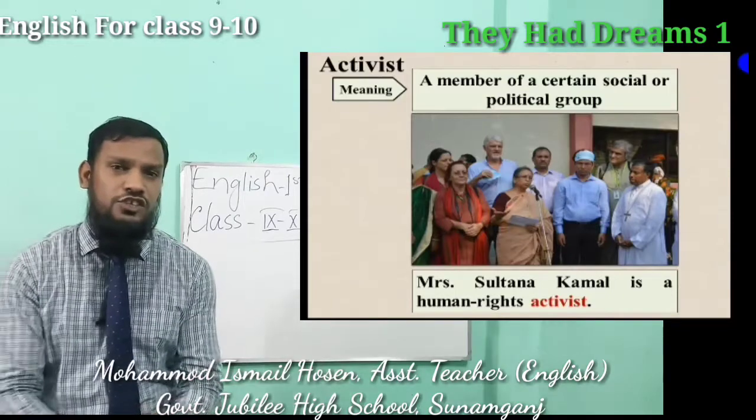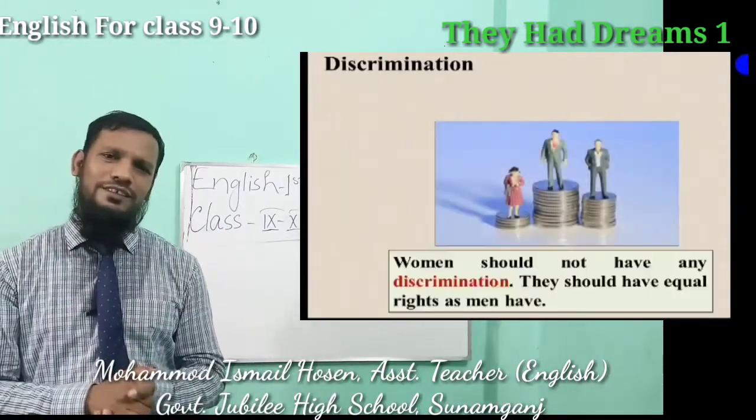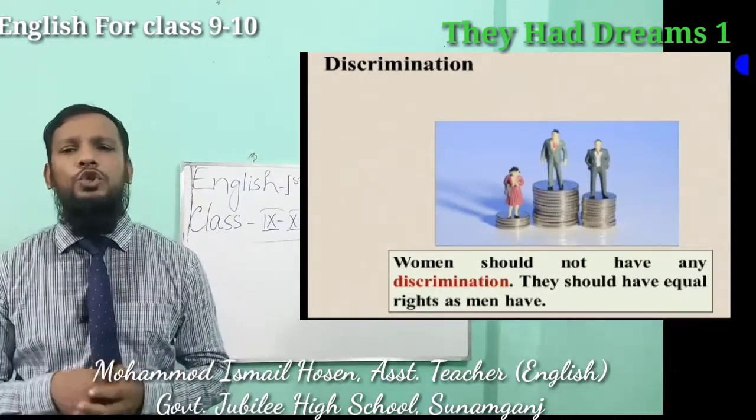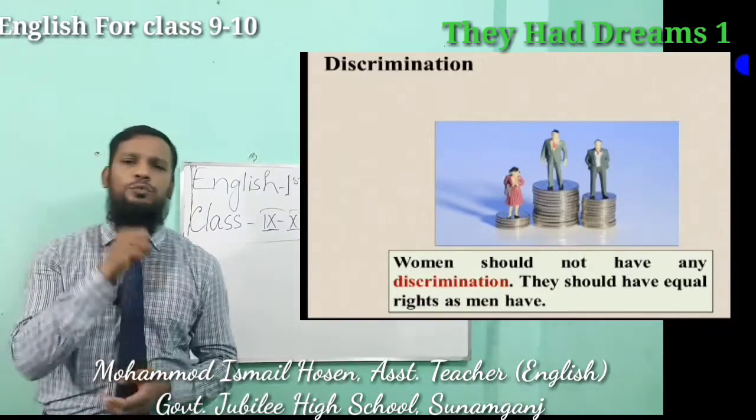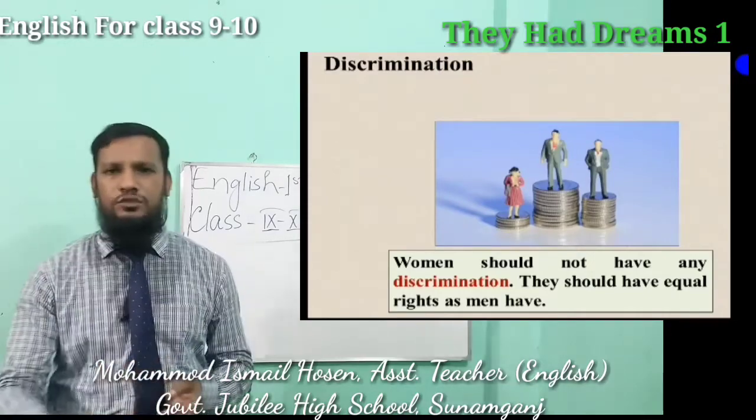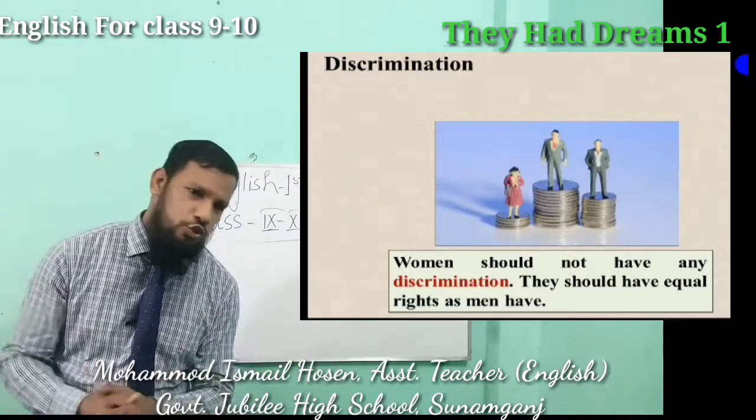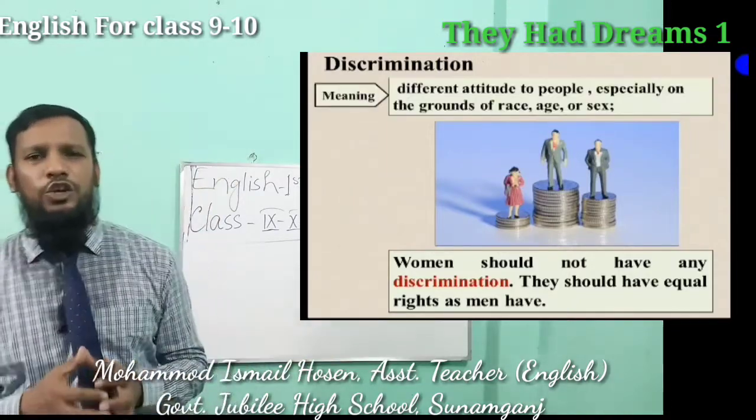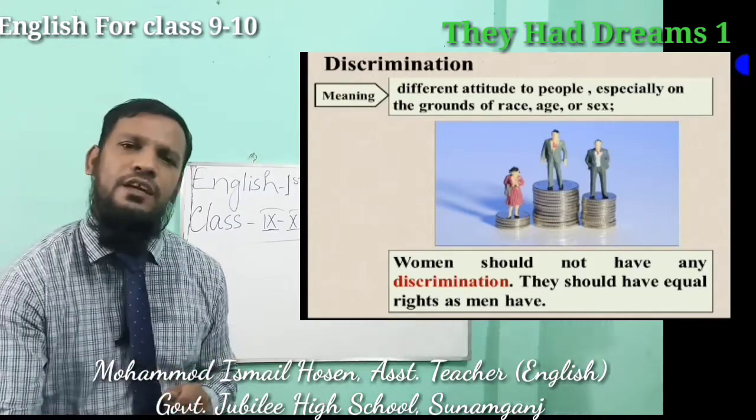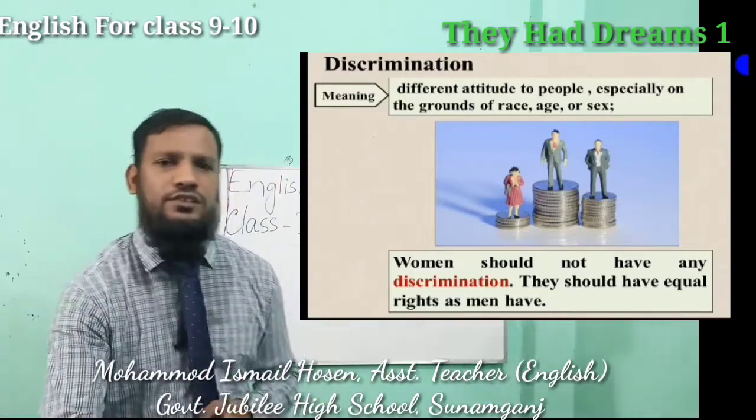Our next word is discrimination. In this picture you can see some discrimination. And there is a sentence given here: Women should not have any discrimination. They should have equal rights as men. So what is the meaning of discrimination? Different attitude of people, especially on the grounds of race, age or sex.